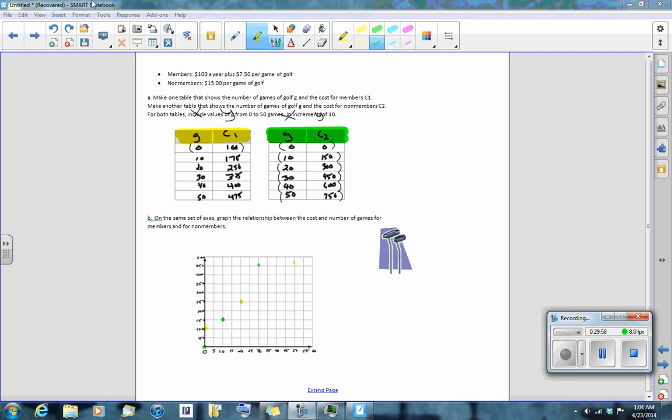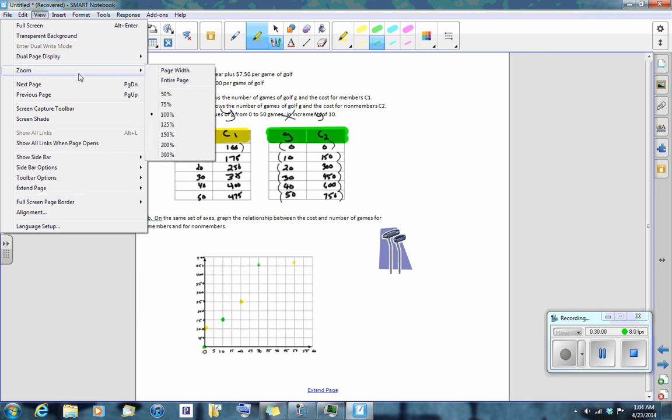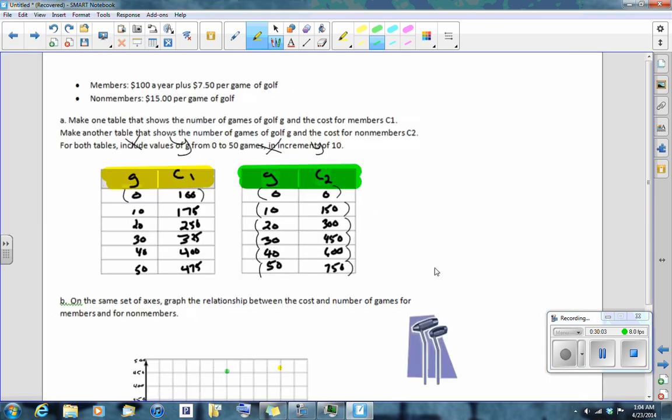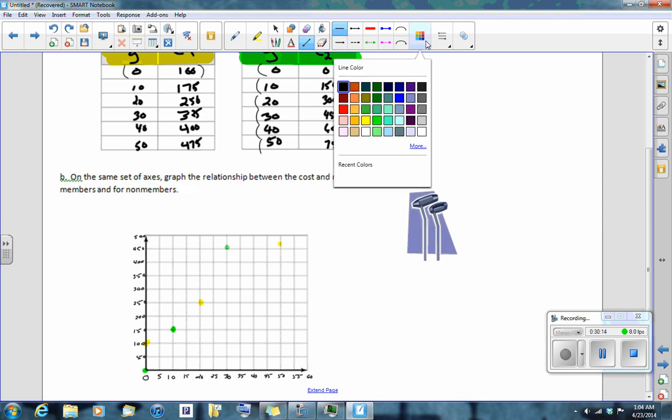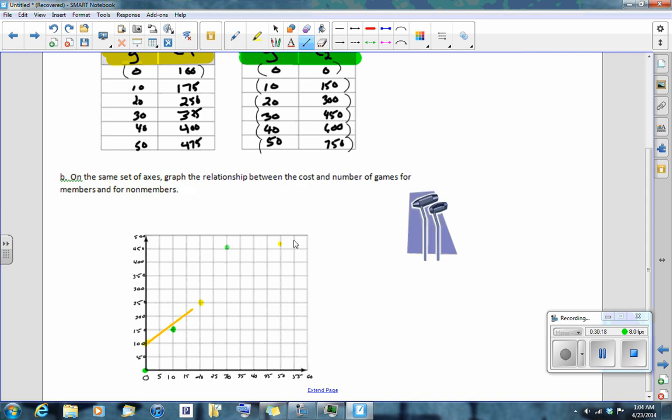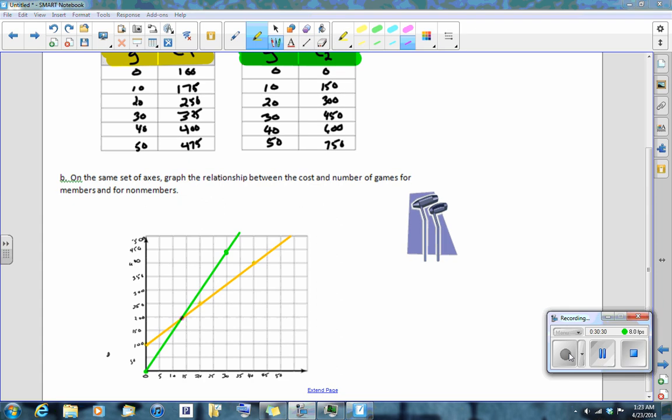We'll zoom in a little bit on this. Okay, and let's connect with lines. We'll do that for that one, and we can do green for the other one.